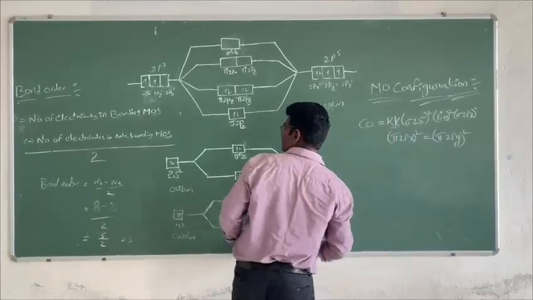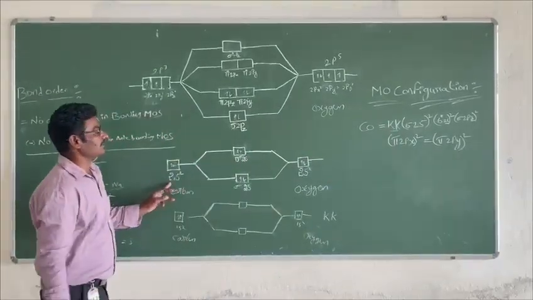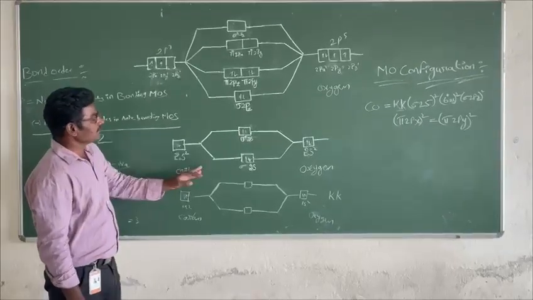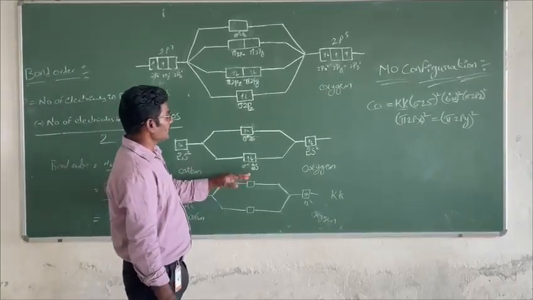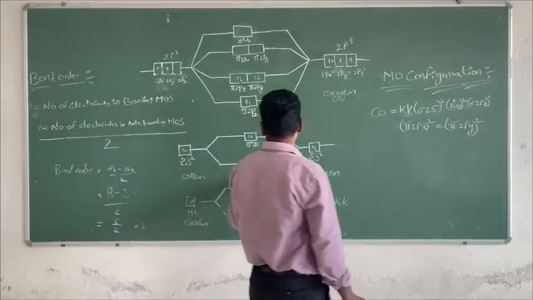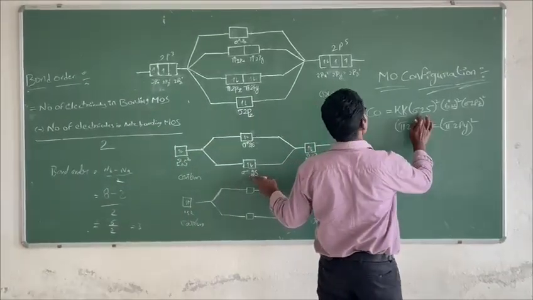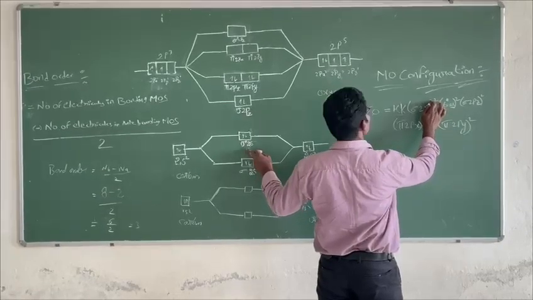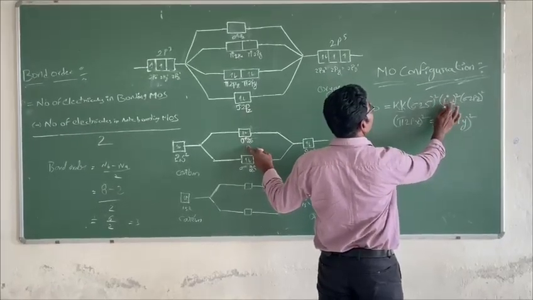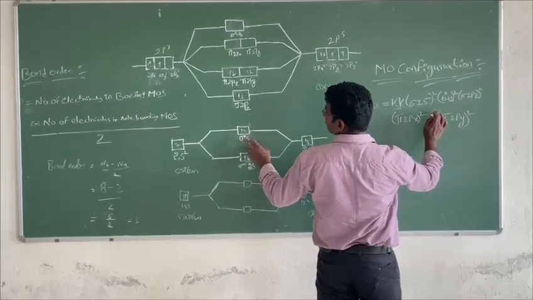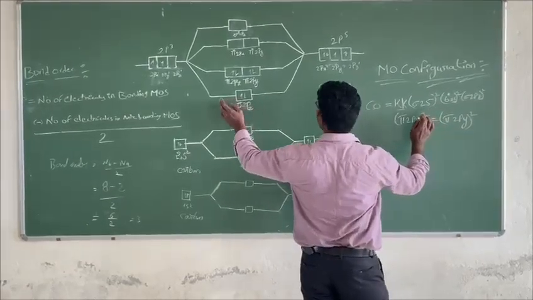Next one is the 2s orbital of the carbon and the 2s orbital of the oxygen overlapping. Here two orbitals form, bonding and anti-bonding. Bonding means here one has sigma 2s with 2 electrons. Next one is the sigma star 2s with 2 electrons. So this one is the 2s orbital.